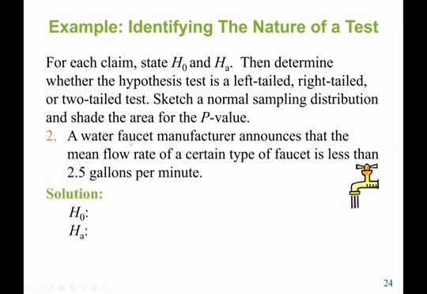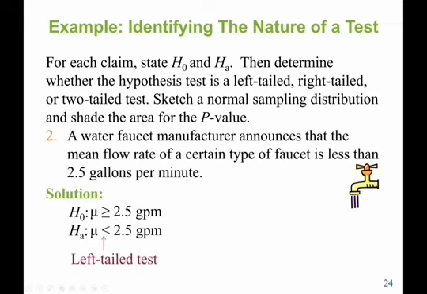Now, next, we have a water faucet manufacturer that announces that the mean flow rate of a certain type of faucet is less than 2.5 gallons per minute. Here we say it's less than, so that will be the HA. So the mean will be less than 2.5. Then H0 will be greater than or equal to 2.5. So this will again be less than, so it will be a left tail test.